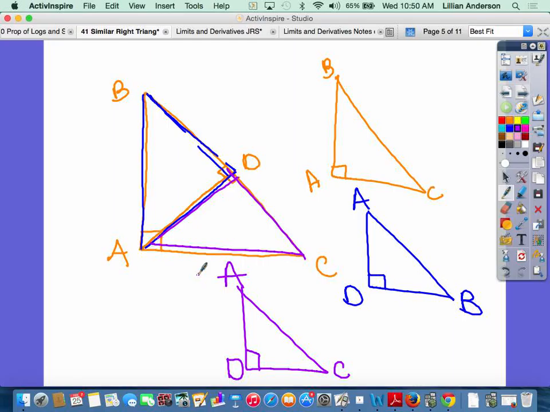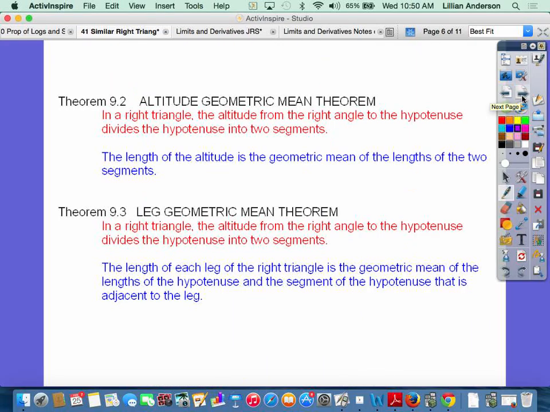The altitude geometric mean theorem states that in a right triangle, the altitude from the right angle to the hypotenuse divides the hypotenuse into two segments. That's what it does. Okay? Now, the length of the altitude is the geometric mean of the lengths of the two segments. Has anybody ever heard of geometric mean before?